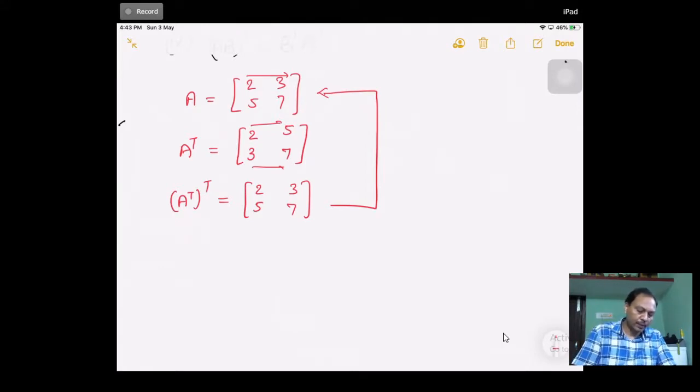The second property is, if a matrix is multiplied by a constant and then transposed, it is equal to the transpose of the matrix multiplied by k, that constant.